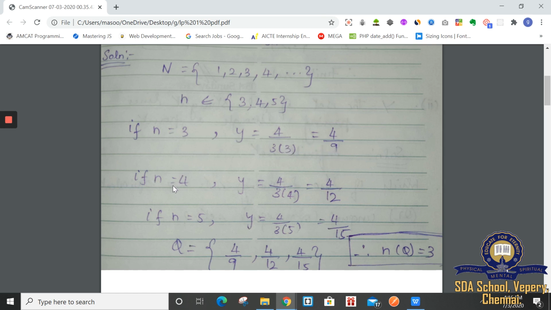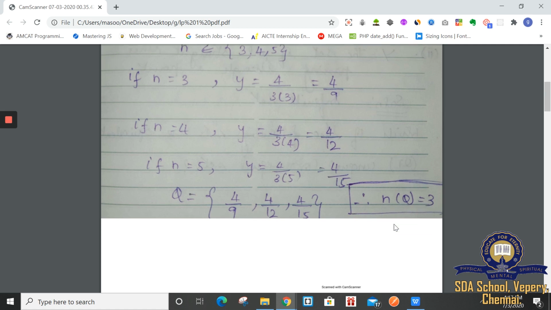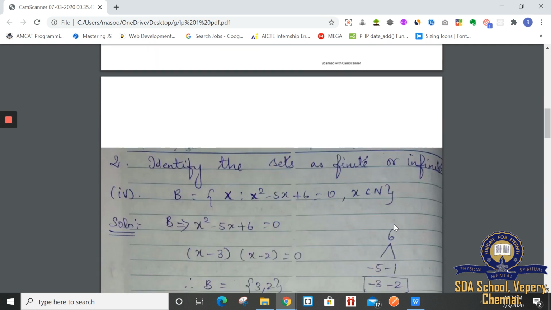Likewise, in the place of n, if I put 4, I get 4 by 12. And then in the place of n, if I put 5, then I get 4 by 15. So my Q is 4 by 9, 4 by 12, 4 by 15. Therefore, what is the cardinality of this? Basically, number of elements. Now, how many elements are there? 3 elements. So n of Q is equal to 3. Let's move on to the next, second sum.